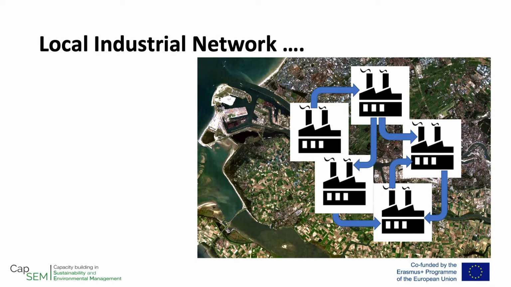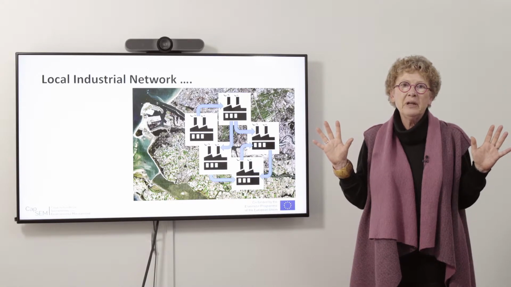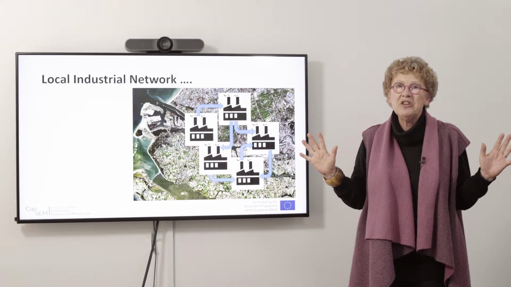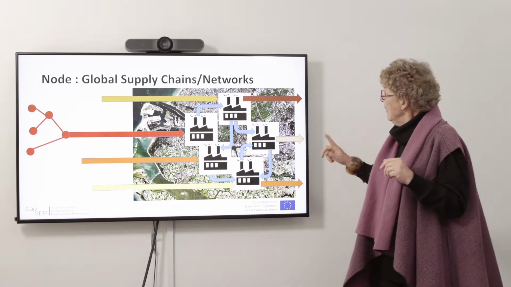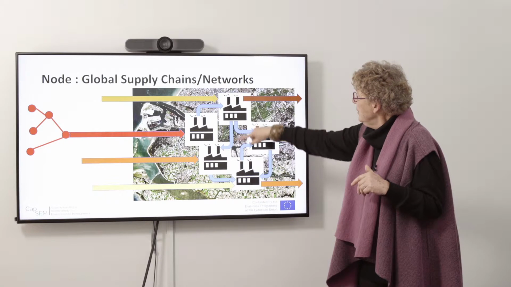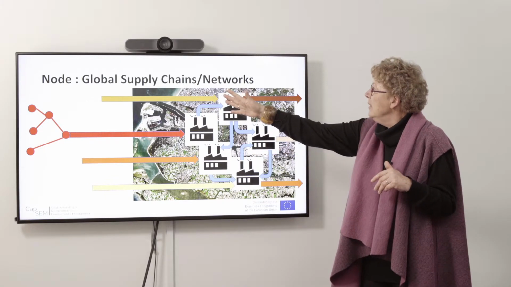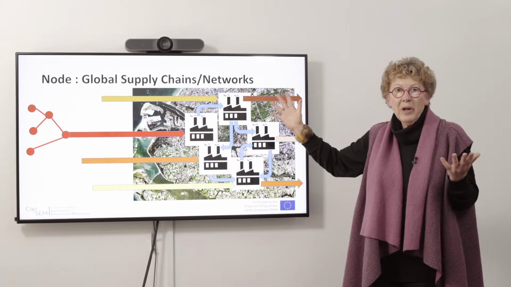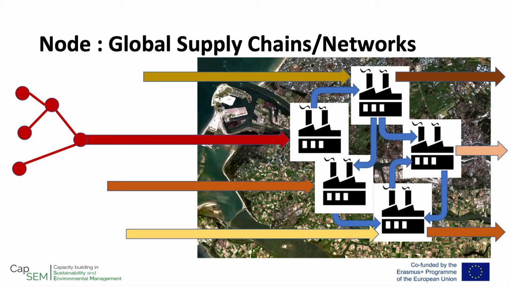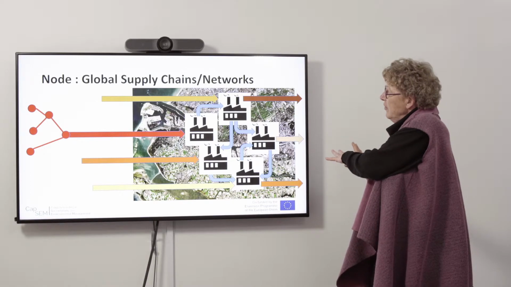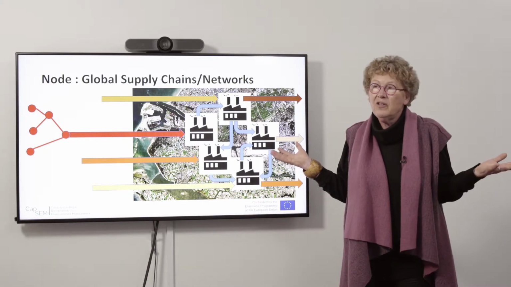Let us zoom out now from the industrial side, where a network of plant owners and operators consider material and energy exchanges in a symbiotic industrial network. What we then see is that this local industrial network is just a node in a multitude of global supply chains, in fact global supply networks, that source raw materials in different parts of the world and process these materials and deliver goods and services to consumers in other parts of the world.